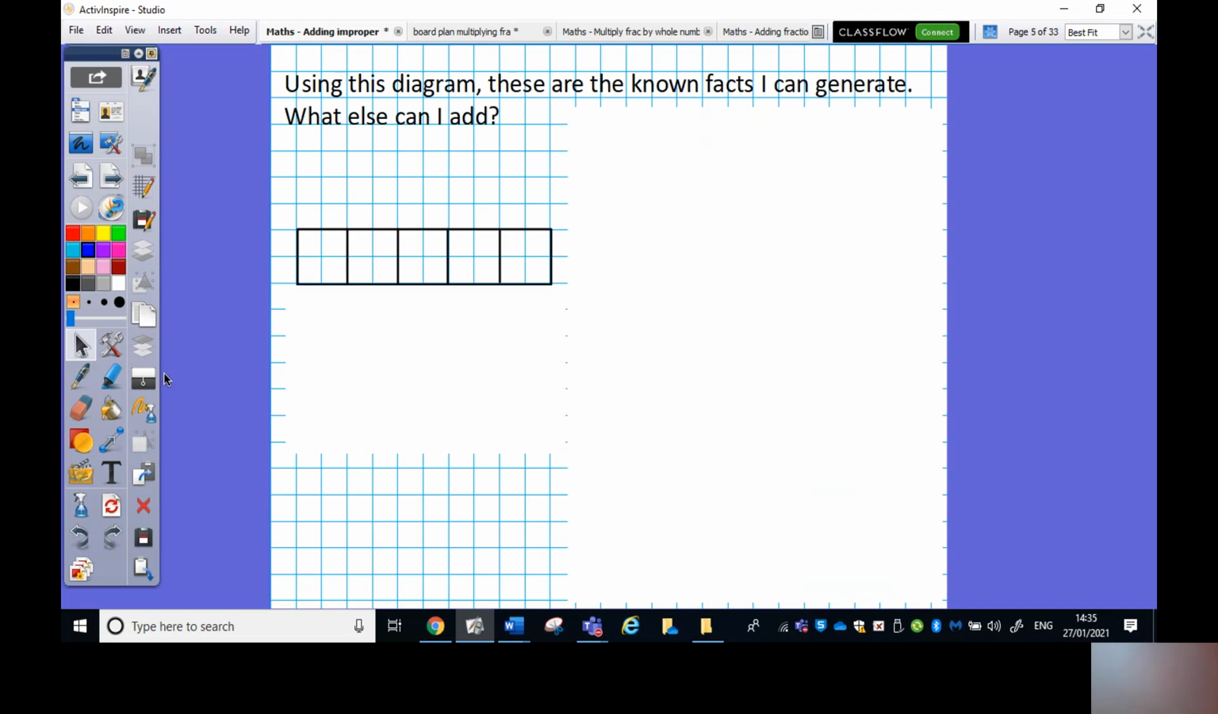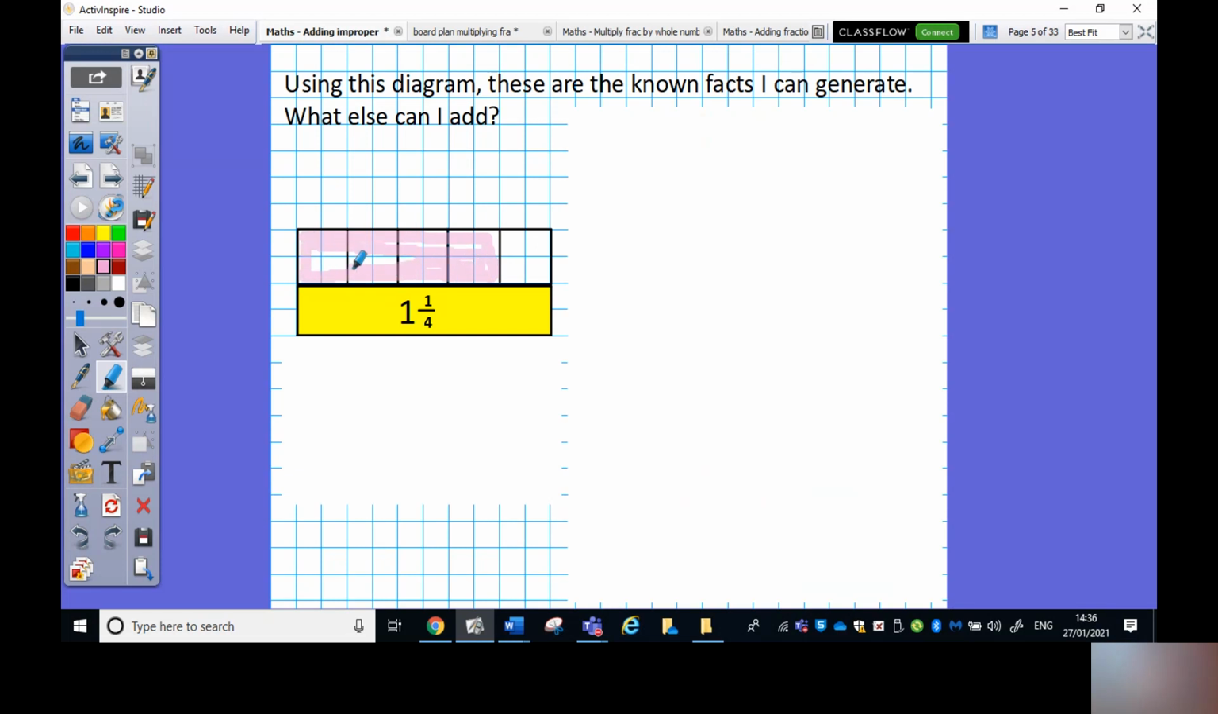So using this diagram, we're going to write known facts. First of all, let's take a look. Here I have 5 parts. However, this yellow bar is 1 and 1/4. So how many parts are there in the whole? Can you tell me? Good. Yeah, there are 4 parts in the whole. So this tells me that one whole has 4 equal parts.